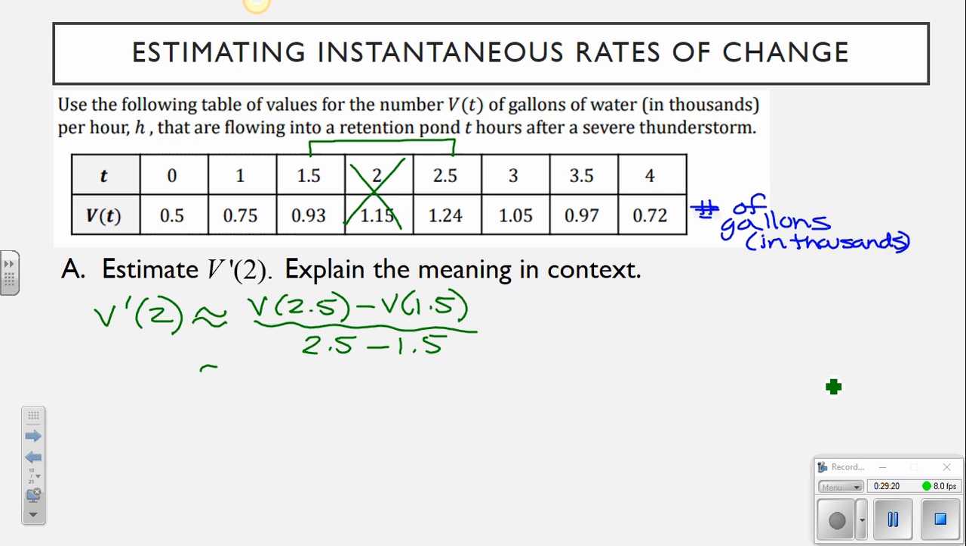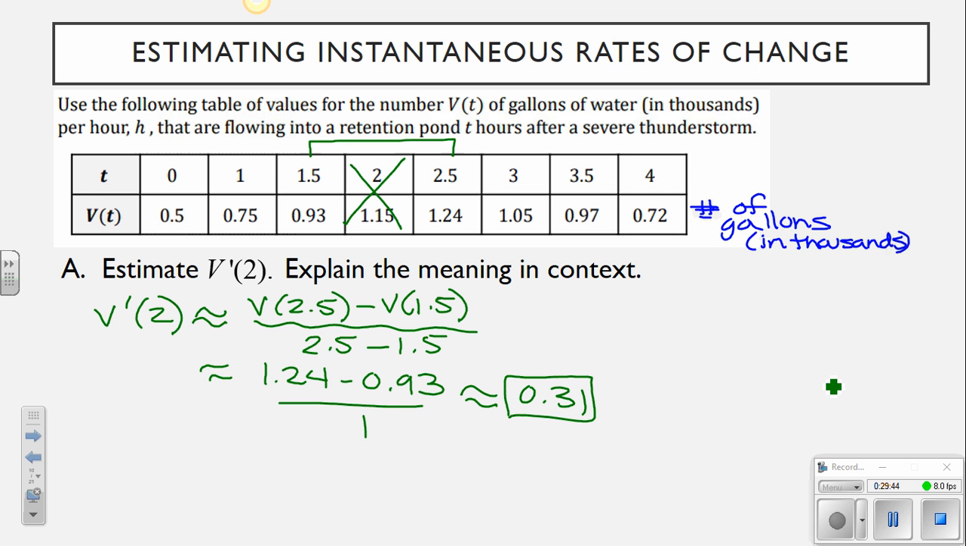All right, so from the table, that's going to be 1.24 minus 0.93 all over 1. Is that correct? Just using the table. What is that going to give you here? You actually need to be able to do this without a calculator. It is 0.31.